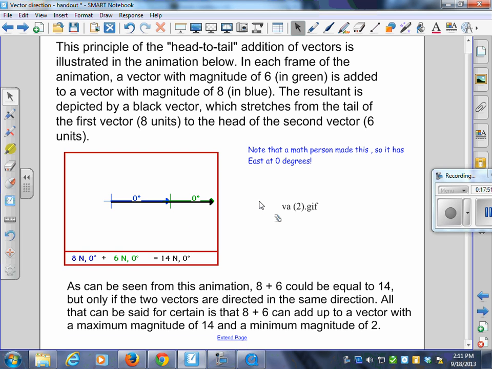A little bit. As can be seen from this animation, 8 plus 6 could be equal to 14, but only if the two vectors are directed in the same direction. All that can be said for certain is that 8 plus 6 can add up to a vector with a maximum magnitude of 14, minimum of 2. Are we good with that?